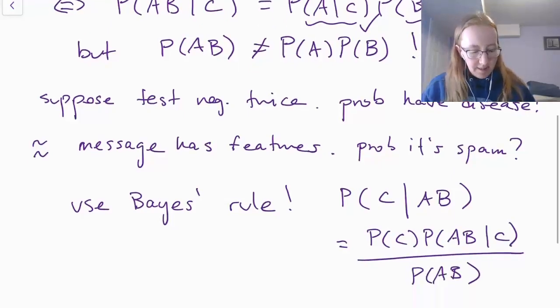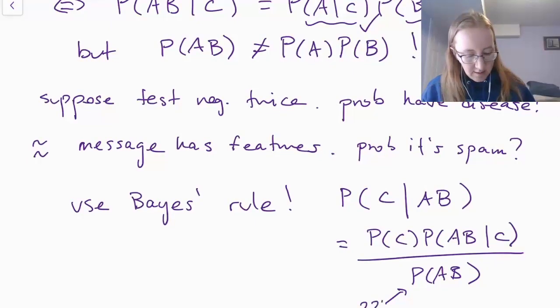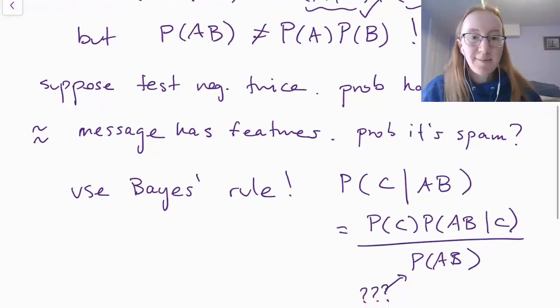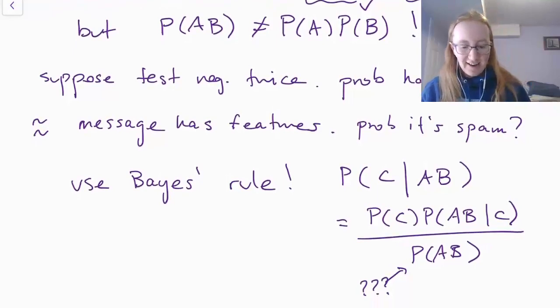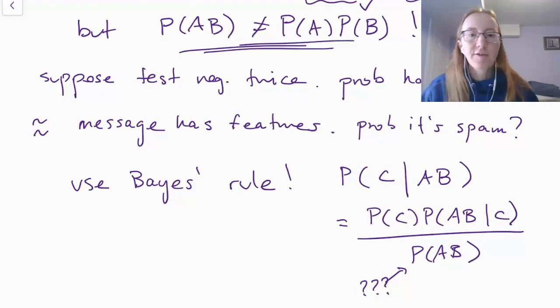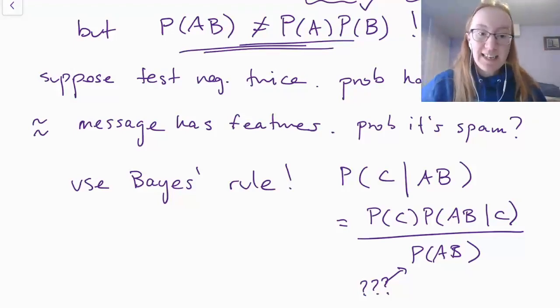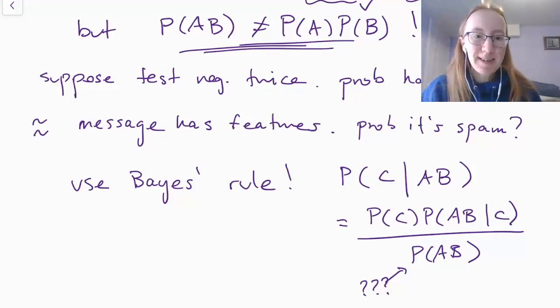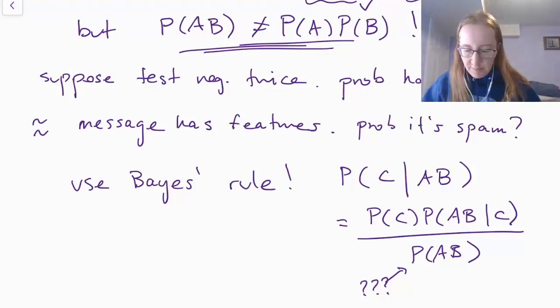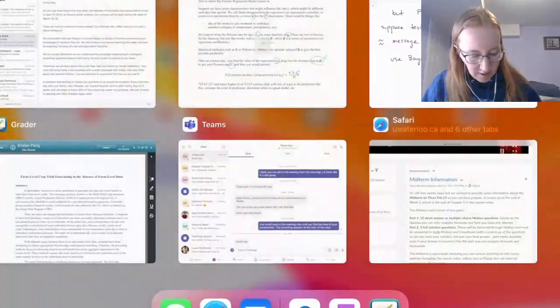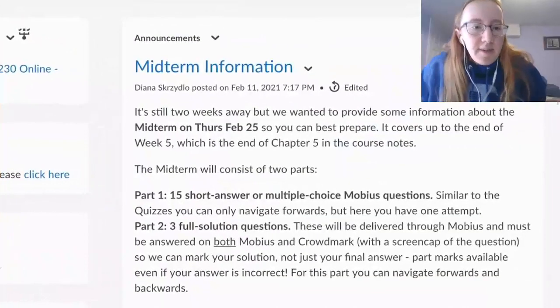Scrolling some more. But this, you can't just calculate it by taking P of A times P of B because that is not true. So you have to do that denominator. Again, you'll have to do what we did for the spam example, split that up into two cases and evaluate each one. I'm going to go flip over and then talk pretty quickly about the midterm.